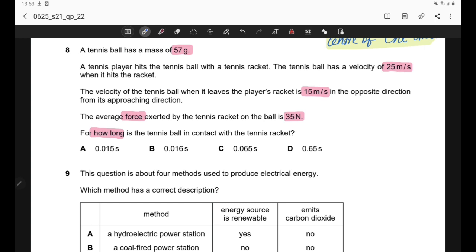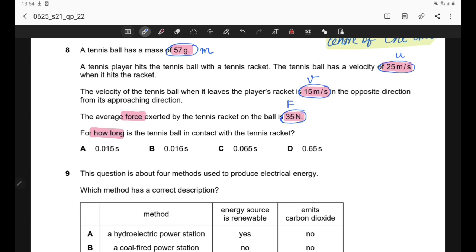So in this question we are provided with the mass of the ball, its initial velocity before it hits the racket, and the final velocity, the velocity of the ball after leaving the racket, which we can represent with V. The force exerted by the racket on the ball is also given.